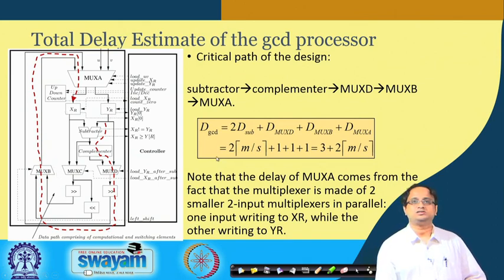So you can estimate the delay in this fashion. For example, it says 2 m by s plus 1 plus 1 plus 1. So in this case, it is 3 plus 2 m by s, and that gives you the overall delay.